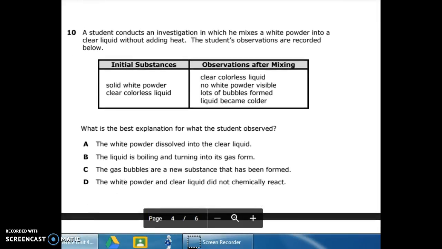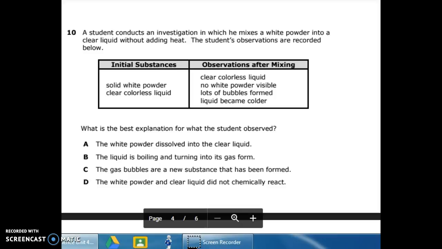Question 10. A student conducts an investigation in which he mixes a white powder into a clear liquid without adding heat. The student's observations are recorded below. The initial substance that they started out with was solid white powder and clear colorless liquid. After they mix it, he observed that in the clear colorless liquid, there was no white powder visible, there were lots of bubbles formed, and the liquid became colder.